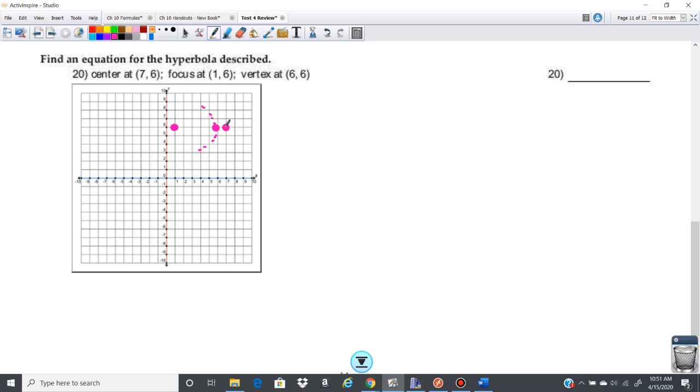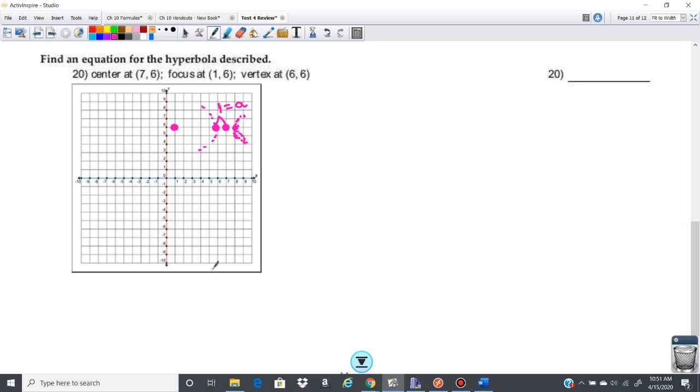towards the foci. This distance here is a distance of 1. The distance from the center to one of my vertices is my a value. So a is going to be 1 in this case. Then I know I'm also going to have another point right here because I've got to go 1 to the left. We're opening to the left, and then we're also opening to the right. So we have another opening right there, just to make this look like the hyperbola that it's described to be.